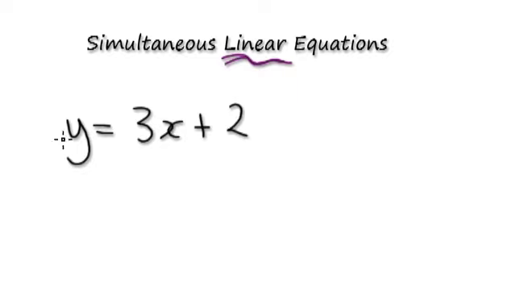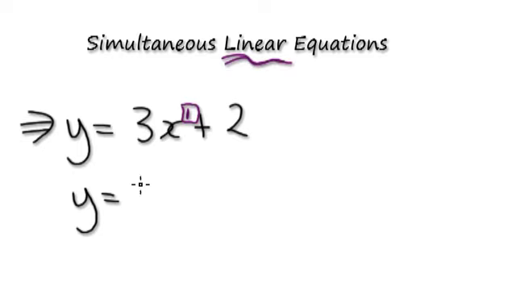Now we're going to move on to a new topic, simultaneous linear equations. Linear in this case means, suppose you're given an equation y equals 3x plus 2. You see, this here is a linear equation because the power of x is really to the power of 1.